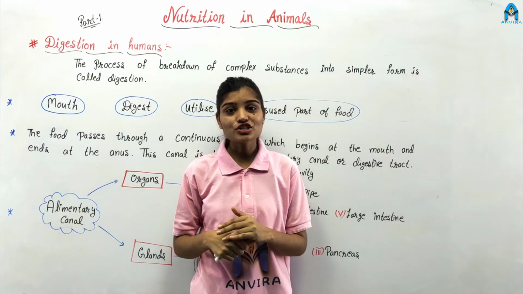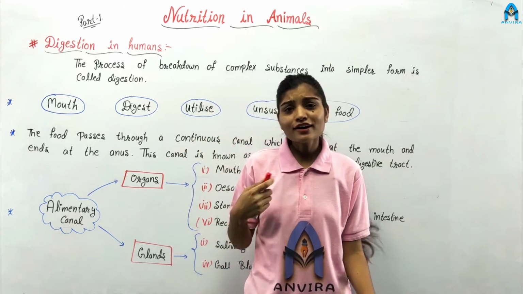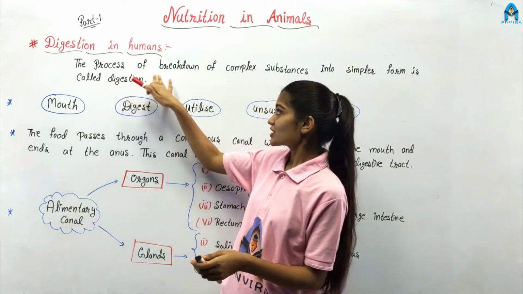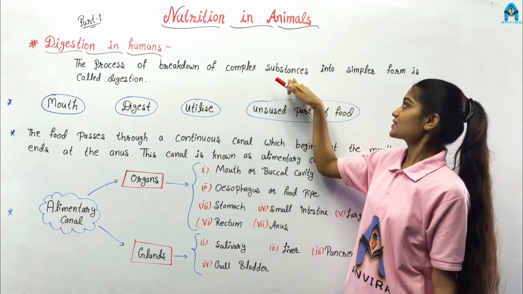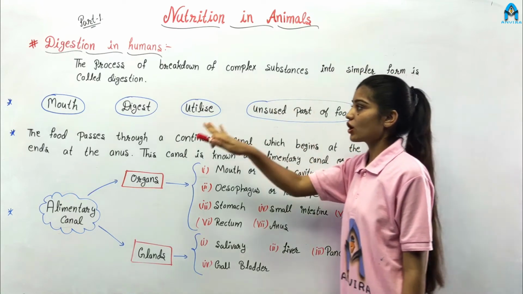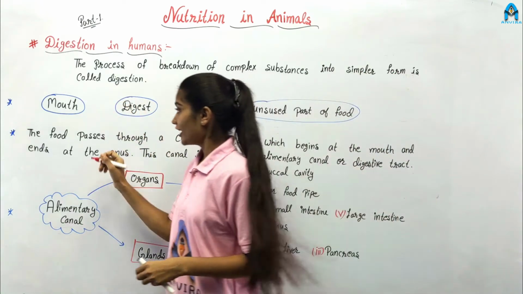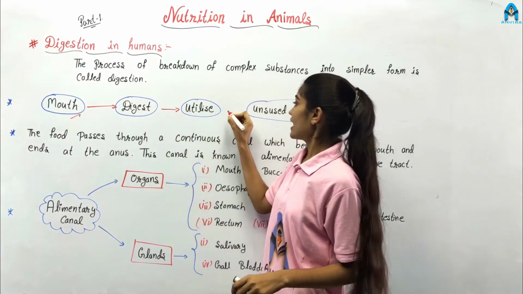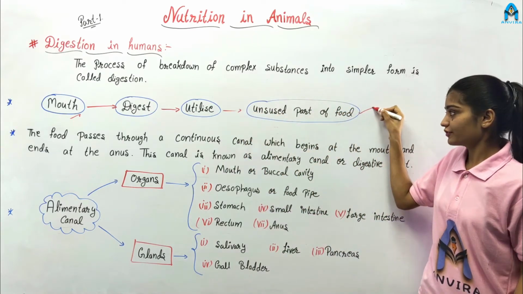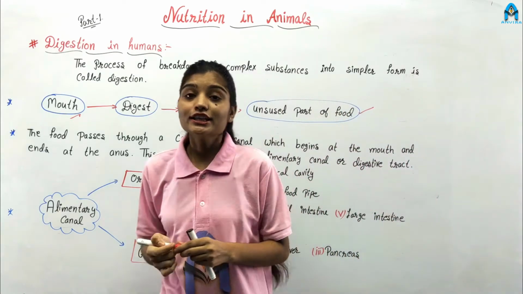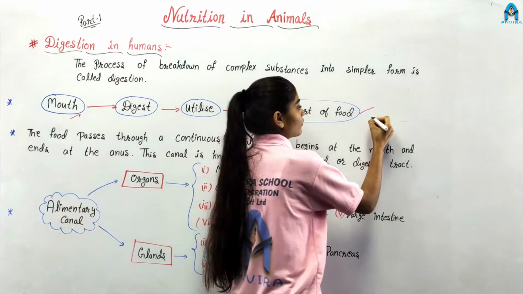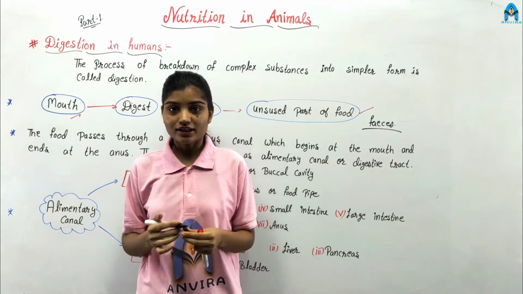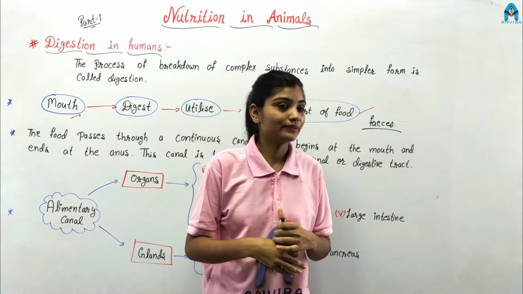That is how the process of digestion occurs in humans. I have already told you about the process of digestion. What is digestion? The process of breakdown of complex substances into simpler form is called digestion. We take in food through the mouth and then we digest it, utilize it, and the unused part of the food is removed from our body in the form of feces. And what is the meaning of feces? Feces is the solid waste material that you get rid of when you go to the toilet.